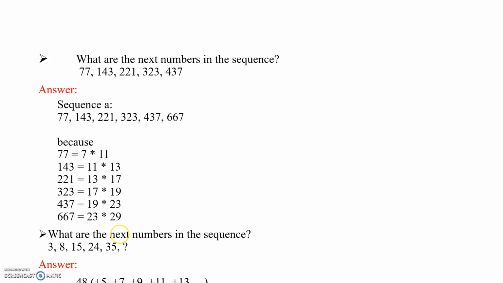What is the next number in the sequence 3, 8, 15, 24, 35? We will get 48. How? First we add 5, then next adding 7, likewise adding 9, adding 11, 13, next 15, 17, 19. So likewise we have to add.